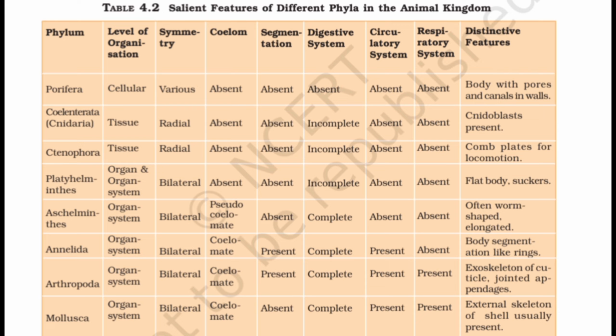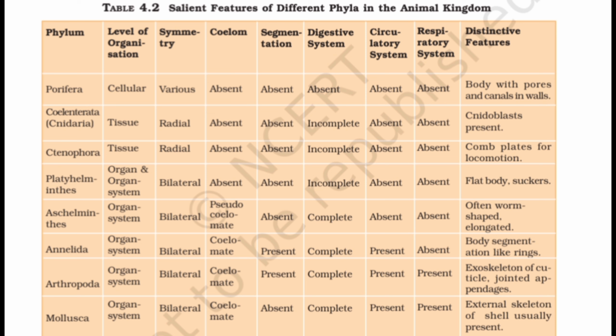The next phylum is Ctenophora, which have a tissue level of organization. They have a radially symmetrical body. Their coelom is absent, segmentation absent. They have an incomplete digestive system. Their circulatory and respiratory systems are absent, and the distinctive feature is comb plates for locomotion.